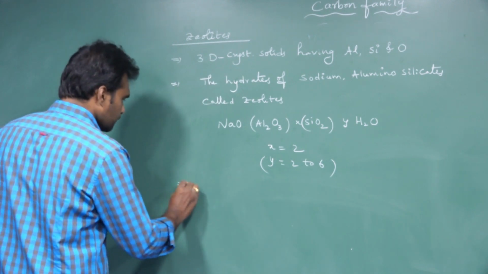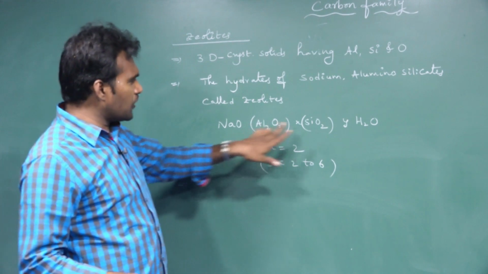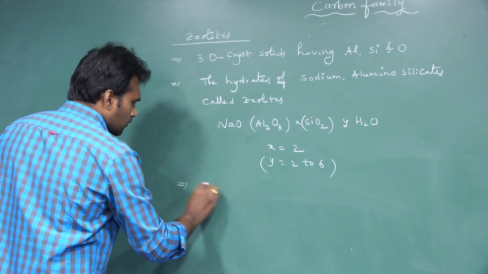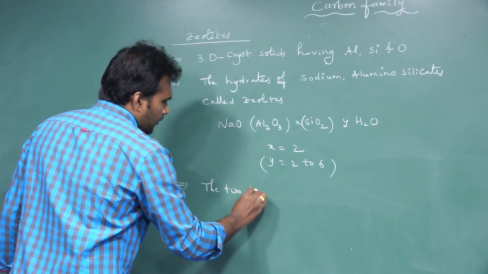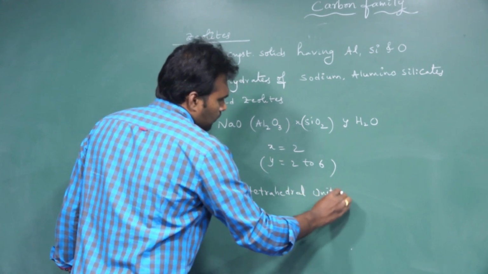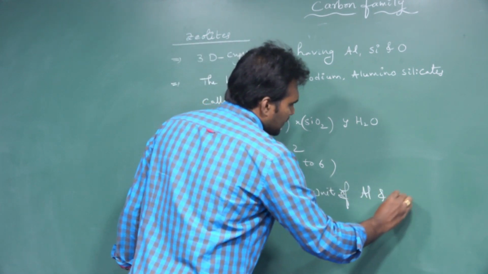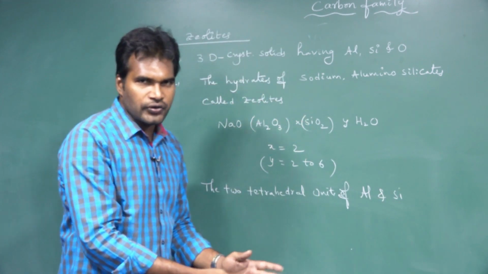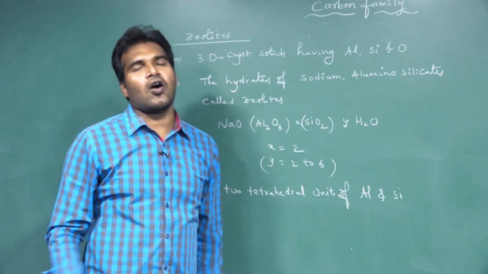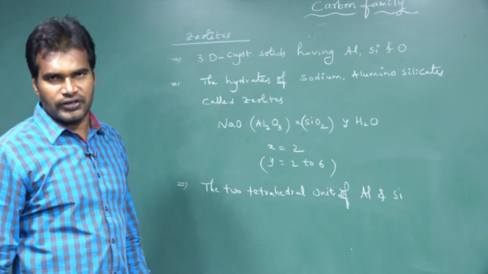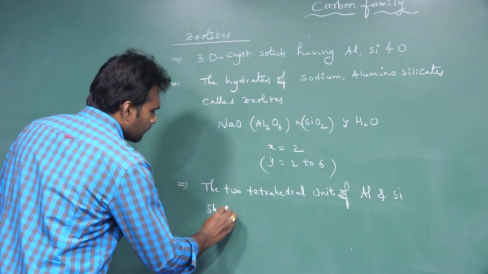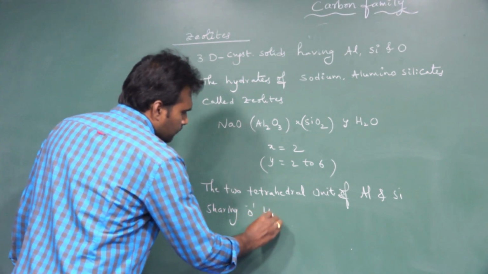Next, here two atoms, aluminium and silicon. The two tetrahedral units, the aluminium tetrahedral unit and the silicon tetrahedral unit, are sharing oxygen atoms between them.